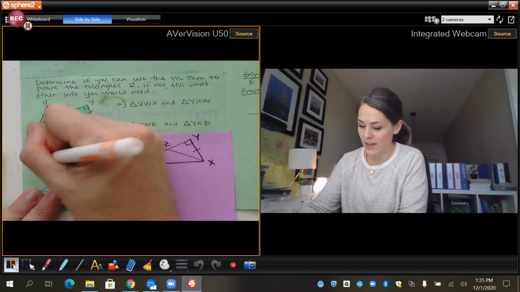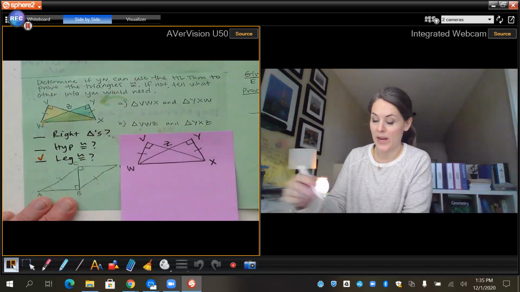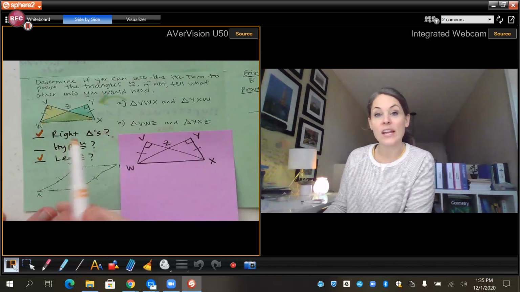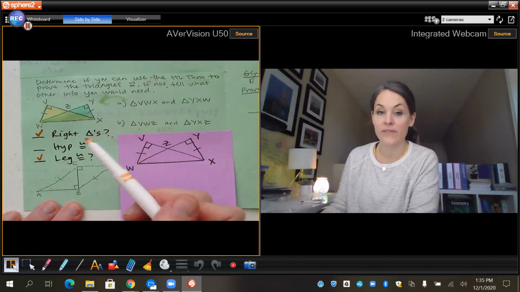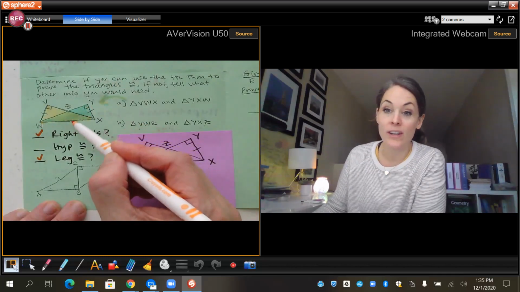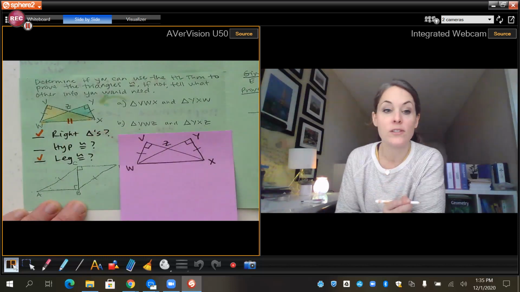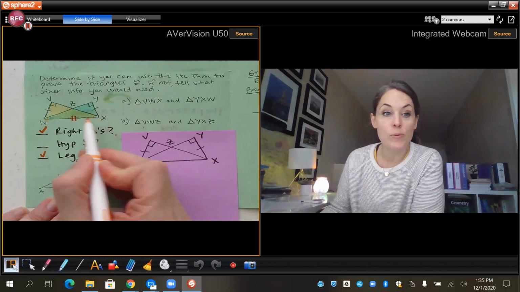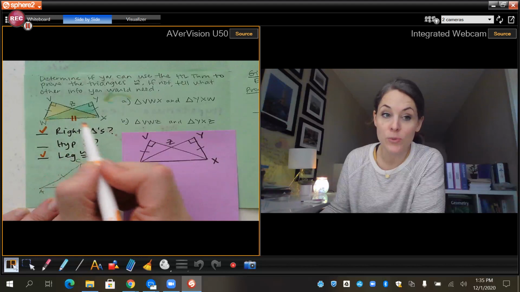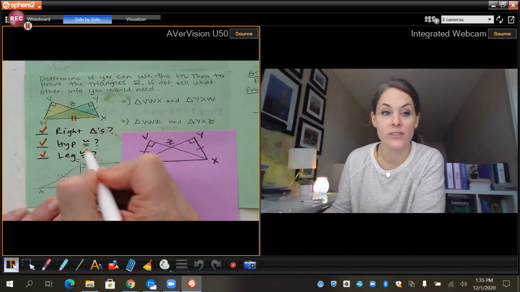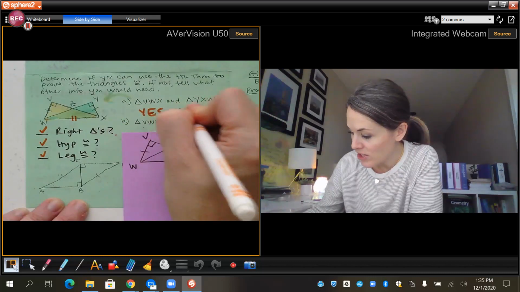So I can go leg, yes, check. Here I know it's a right triangle because it's a triangle with a right angle, so check. The only thing I'd need to know is if the hypotenuse is congruent to the hypotenuse. I have to find where the hypotenuse would be, which is always across from the right angle. So I would need to know that this side is congruent to itself. That is true because of the reflexive property. They share that side right there. So I would know the hypotenuse is congruent to the hypotenuse. So yes, I could use HL.